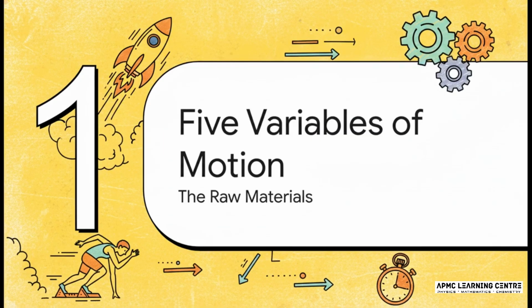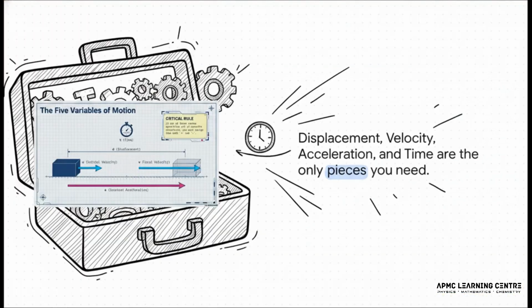All right, first things first, the raw materials. Every single problem that involves an object speeding up or slowing down at a steady rate is all built from the same 5 fundamental pieces. And here they are. These are our 5 key players. We've got displacement, which is just how far something moves, initial and final velocity, how fast it starts and how fast it ends, acceleration, which is how quickly that velocity is changing, and finally, time. That's it. Every story about motion is written with just these 5 variables.